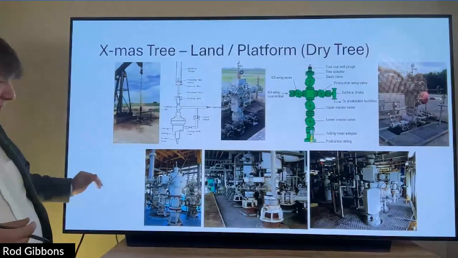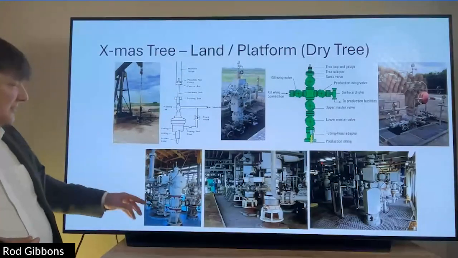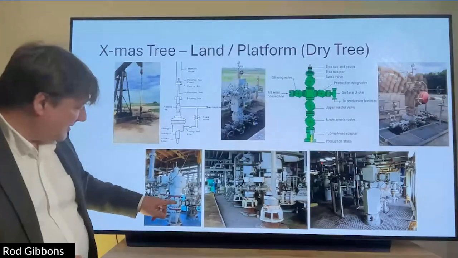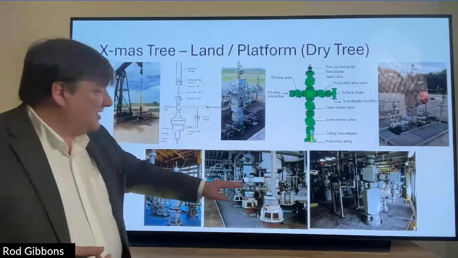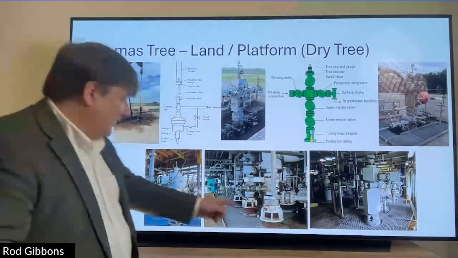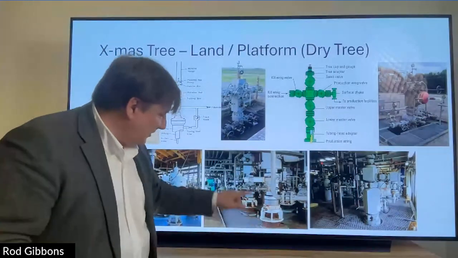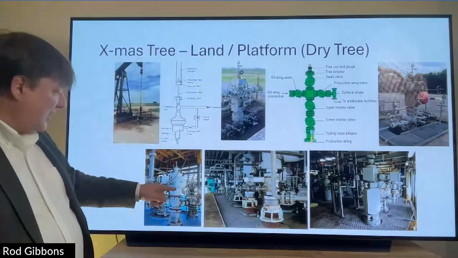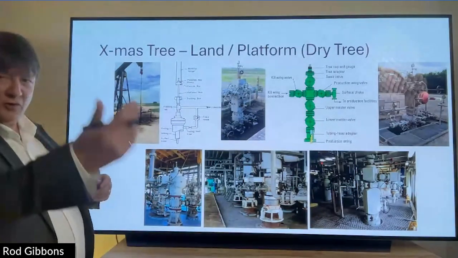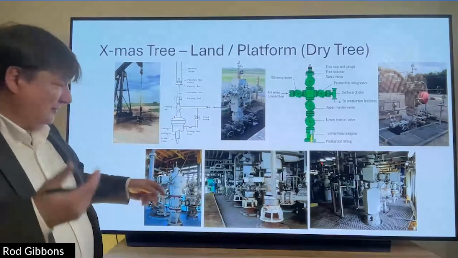The lower row is on a platform, so still dry trees. With these Christmas trees, you see some of the hand wheels here. They're very similar to this, but in the well bay, again, it's offshore, space is at a premium. They're only, say, a meter and a half apart from each other. So each one of these is a well. And there's a bit more automation on here with pneumatics and hydraulics, so you can control it from the control room in the accommodations module. Just makes it safer.